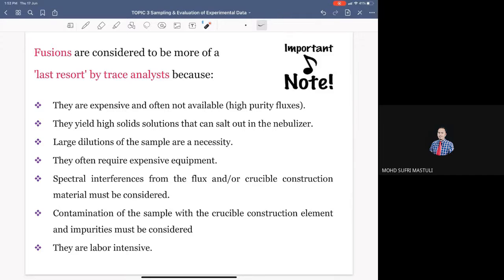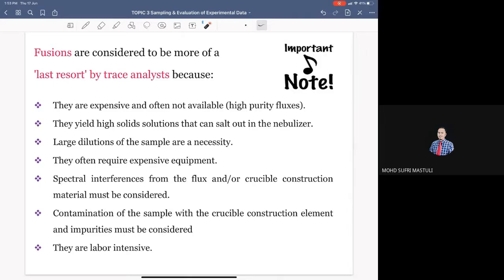The resulting solid solution has a high salt content and can salt out in the nebulizer, so large dilution of the sample is necessary. We also need expensive equipment to do the fusion reaction, and spectral interference from the flux or from the crucible construction material must be considered.